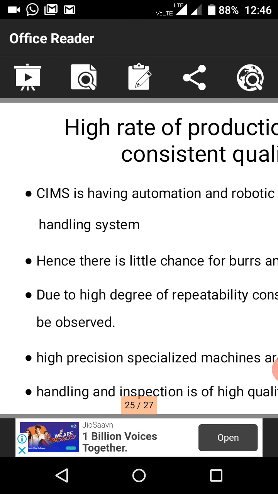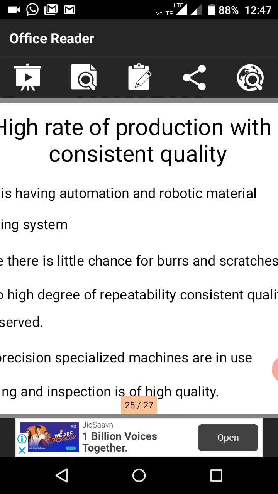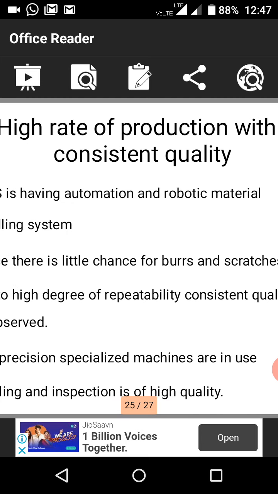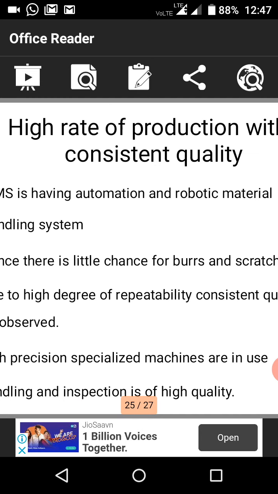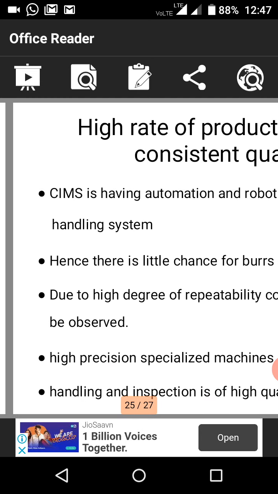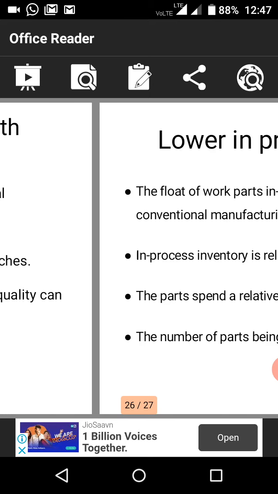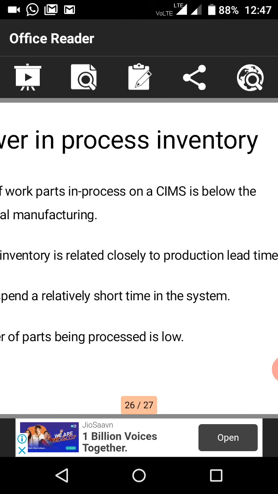So SIM has automated and robotic handling systems also. Hence there are few changes in the structure, so the machine has different structures. Due to the high degree of repeatability and consistency, quality can be observed, with high precision rates. Okay.